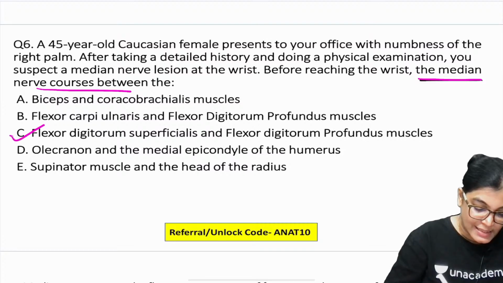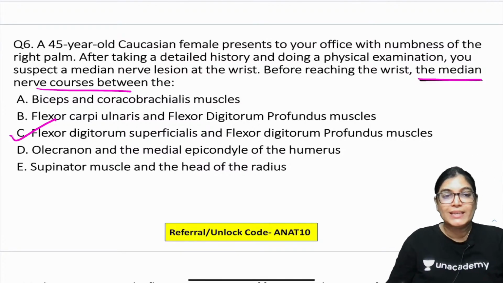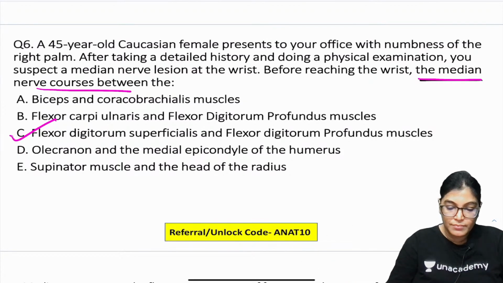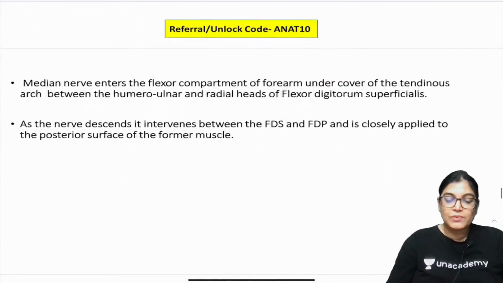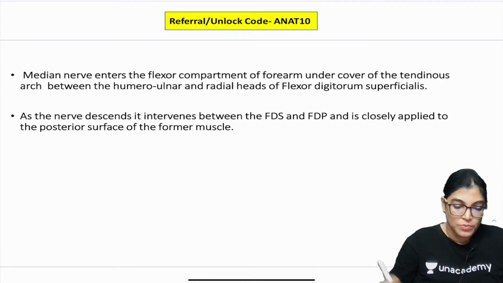The correct answer is C. Flexor digitorum superficialis and flexor digitorum profundus is the right answer. Okay, that is the course of the median nerve before reaching the wrist. Why take flexor carpi ulnaris into consideration? That is more medial. Now see here, I will first explain the whole course of the median nerve which is right, and then the incorrect options.